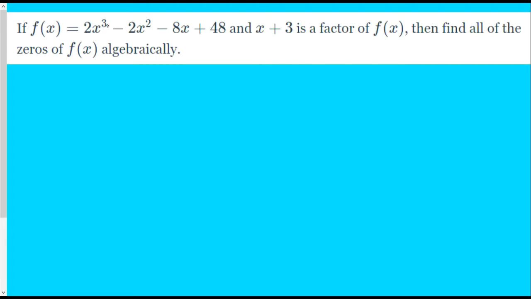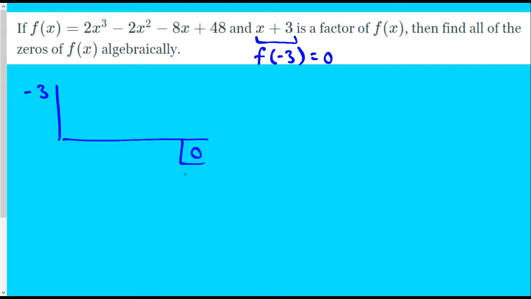So it says if f of x equals 2x cubed minus 2x squared minus 8x plus 48, and x plus 3 is a factor of f of x, then find all the zeros of f of x algebraically. Okay, so if I know that this is a factor, then I know that f of negative 3 will equal 0. So I know that negative 3 will generate a remainder of 0. And really now it looks like the same sort of stuff we have on the quiz. Just want to make sure that we all still remember how to do this.